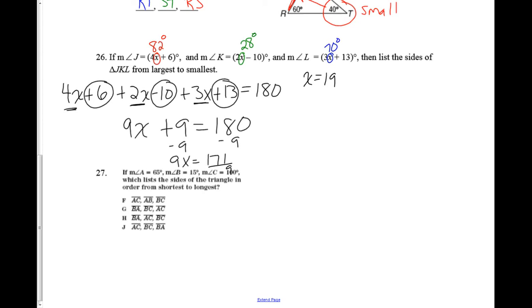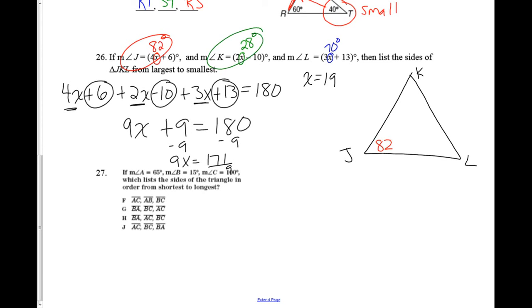At this point, it's very important I draw a diagram. So I need to draw a triangle, and I'm going to label them with J, K, and L, and I'm going to fill in the angle measures that I just found. J is 82. I know that K is 28. And I know that L is 70. Now I need to actually reread the question and figure out what I am trying to do. I want to list the sides in order from largest to smallest.